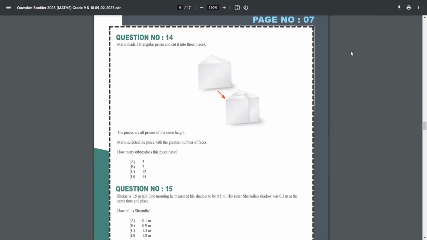Question 14. Maria made a triangular prism and cut it into 3 pieces. The pieces are all prisms of the same height. Maria selected the piece with the greatest number of faces. How many edges does this piece have? The correct answer is option D, 15.